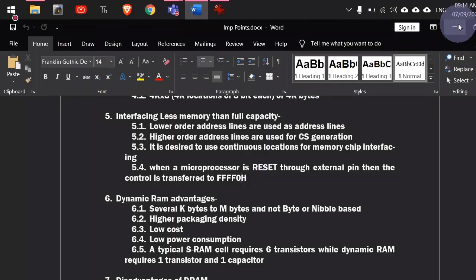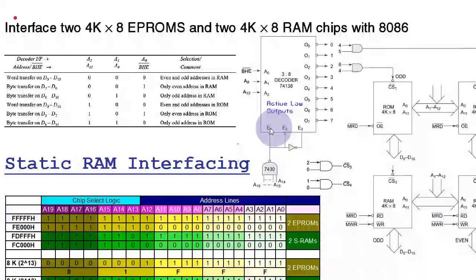So let's now take an example and see it at work. There are various contents that I have written on this slide. We will take them one by one. The problem is written here in this line: interface two 4K cross 8 EPROMs. One more thing is that whenever you buy RAMs or ROMs for 8086, you will buy them in pairs. Can somebody tell me why?